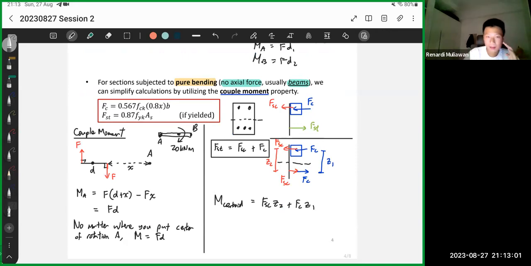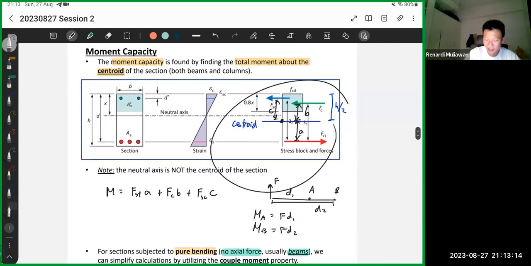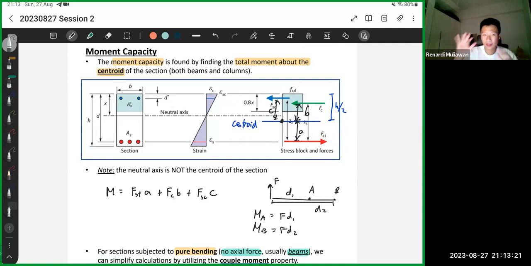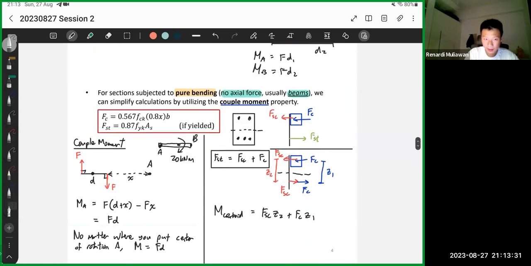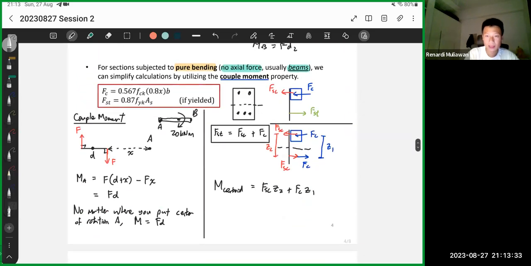Because if you go to the tutorials, some of the profs will teach you directly the couple moment method. And then later in columns, they teach something else, which is the general case, the ABC. So this is just to get you clear where the calculations come from. The general case is to take the moment about the centroid. But for pure bending, we can use the couple moment property. So the calculation is much simpler.